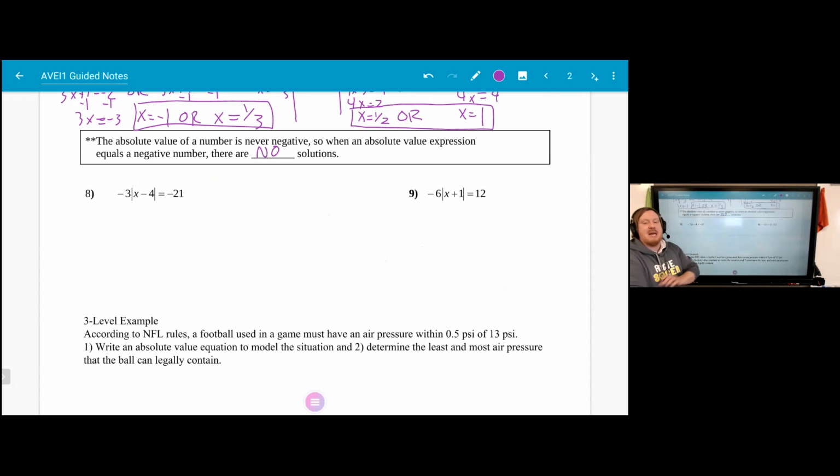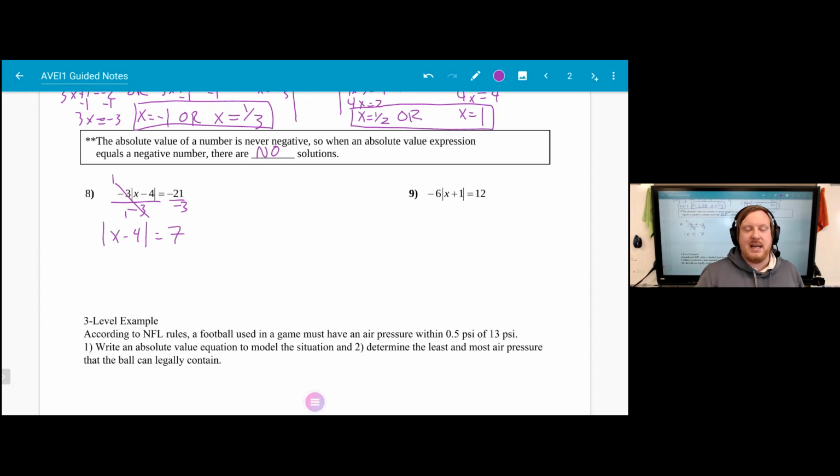All right, we got a couple examples we're going to try. I'm not saying both of these are no solutions, but let's try them real quick. I have negative 3 times absolute value of x minus 4 equals negative 21. I need to start out by isolating, divide by negative 3. I have the absolute value of x minus 4 equals positive 7, because a negative divided by a negative is a positive. And we can do this because that absolute value equals a positive number.